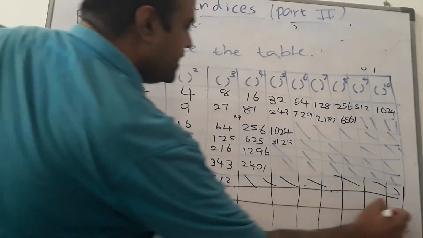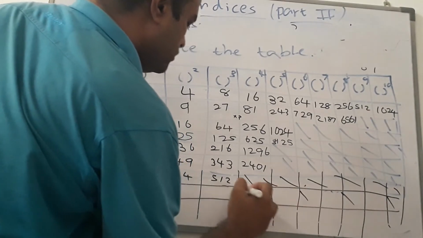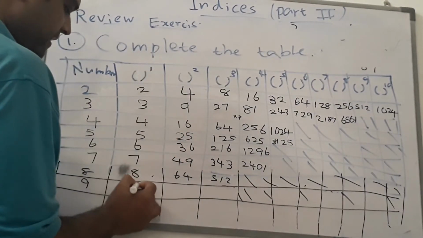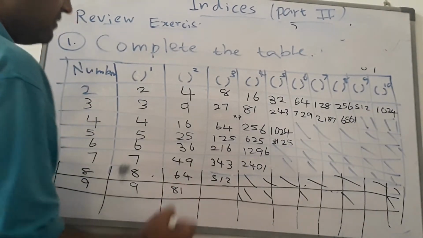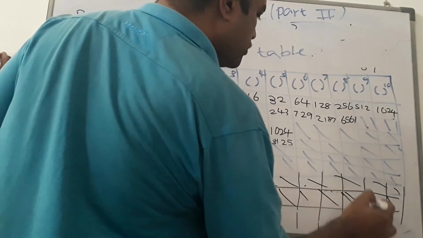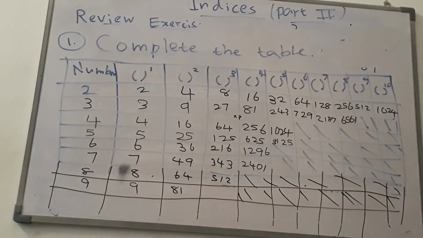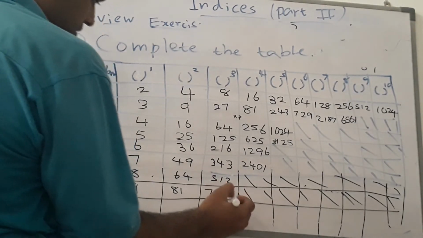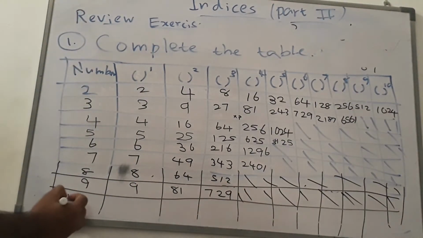For 9, it is enough to find up to 9 to the power 3. 9 to the power 1 means 9. 9 to the power 2 means 9 times 9, 81. 9 to the power 3 means 81 times 9. If you multiply 81 by 9, you will get 729. And finally 10.